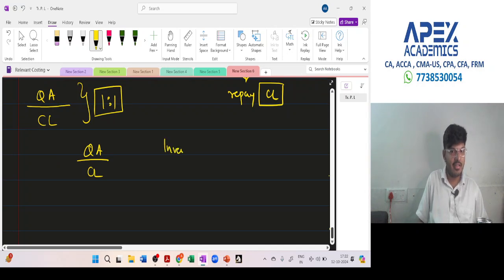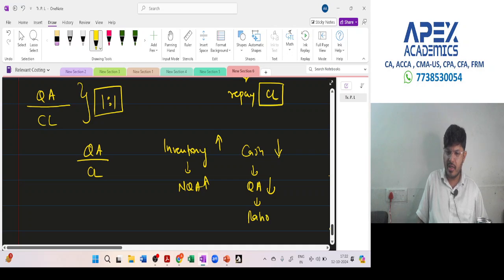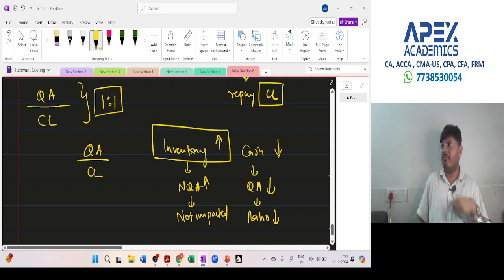if inventory is increasing and cash is decreasing, your ratio is impacted because cash is a quick asset. Quick assets are going down and non quick assets are going up. इसकी वजह से रेशो नीचे जाता है. So इन्वेंट्री का बढ़ना अपने आप में कोई नुकसान नहीं, लेकिन अगर कैश घटा तो नुकसान है.